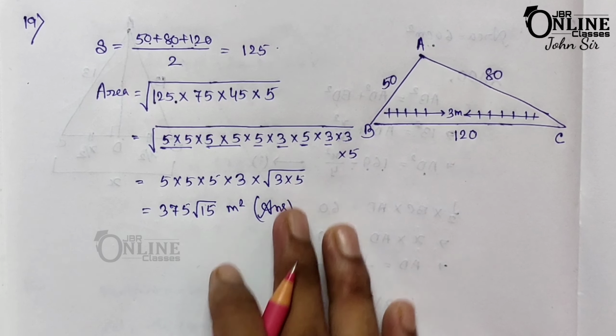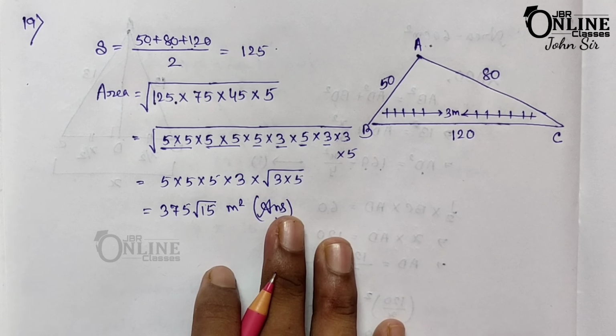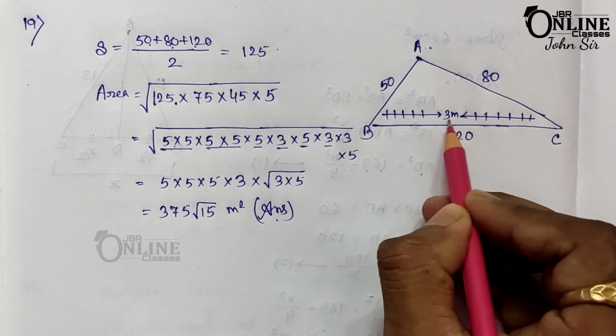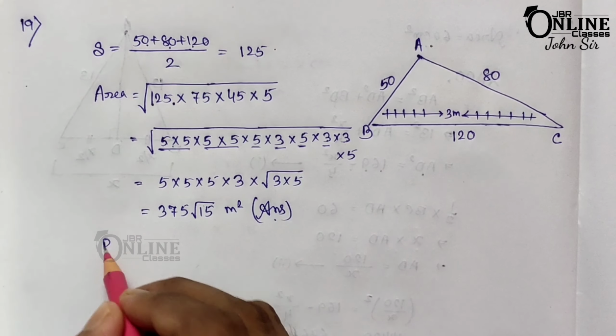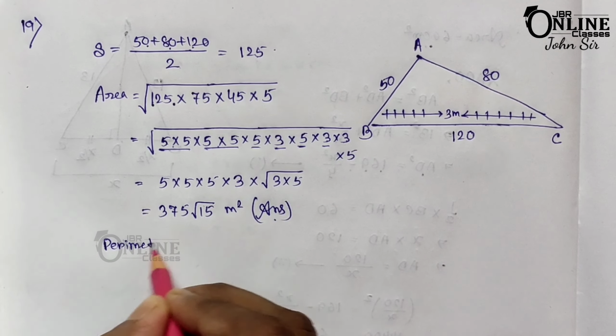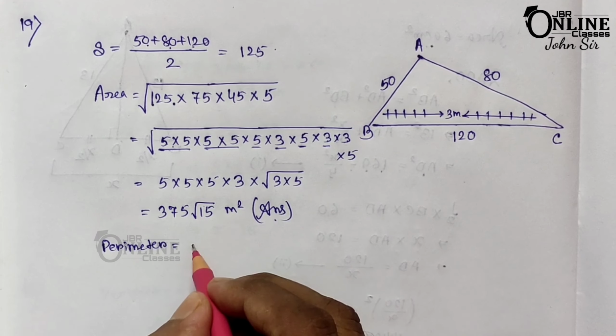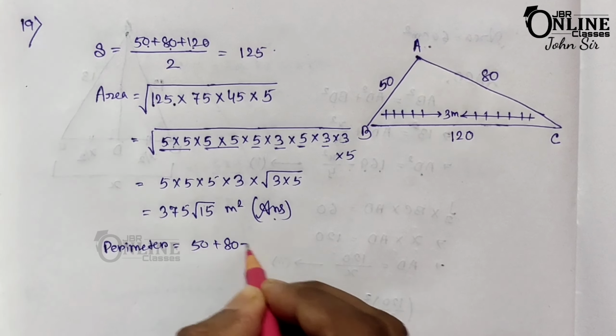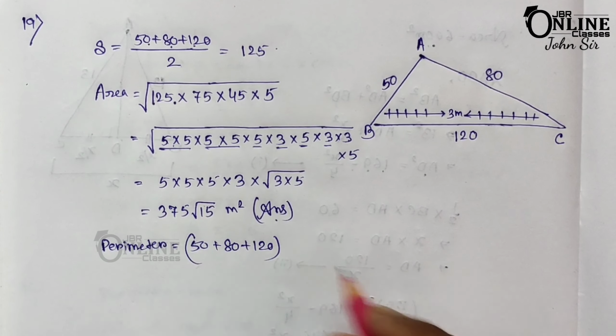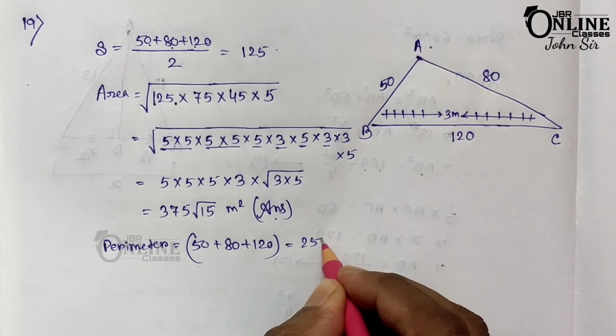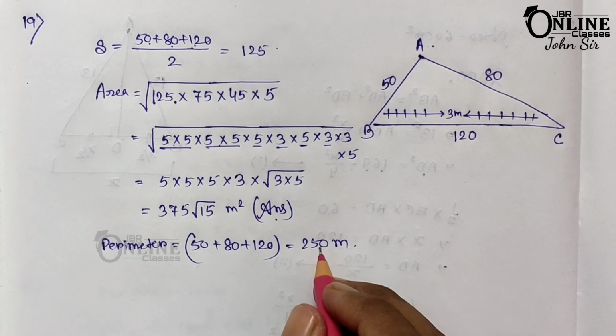Now second one, you have to find out the cost of fencing with barbed wire at the rate of 20 per meter, leaving a space 3 meter wide for the gate. So here 3 meter is the gate. So that means first you have to find out the perimeter of the field, and that will be 50 plus 80 plus 120. So that equals 250. Okay, 250 meter is the perimeter.